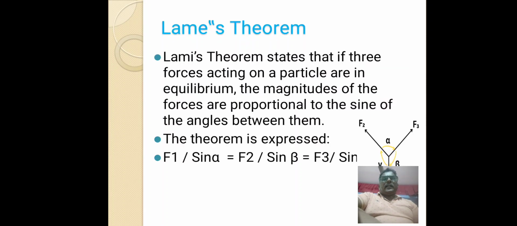Okay, then Lami's theorem. Lami's theorem says that if three forces acting on a particle are in equilibrium, then the magnitude of each force is proportional to the sine of the angle between the other two. So F1 divided by sine alpha equals F2 divided by sine beta equals F3 divided by sine gamma. This is Lami's theorem. In the next video we will discuss Lami's theorem problems.